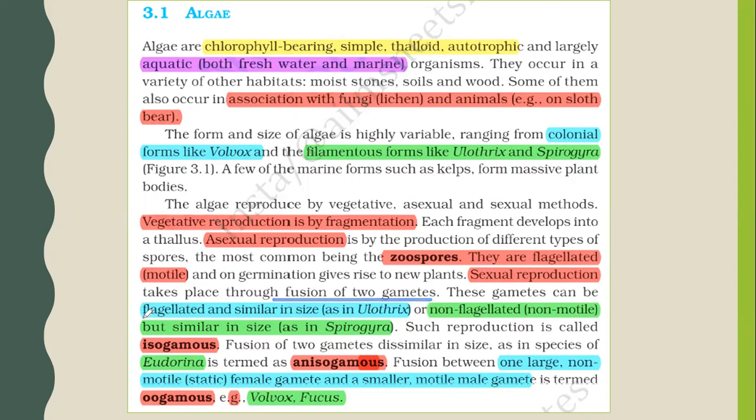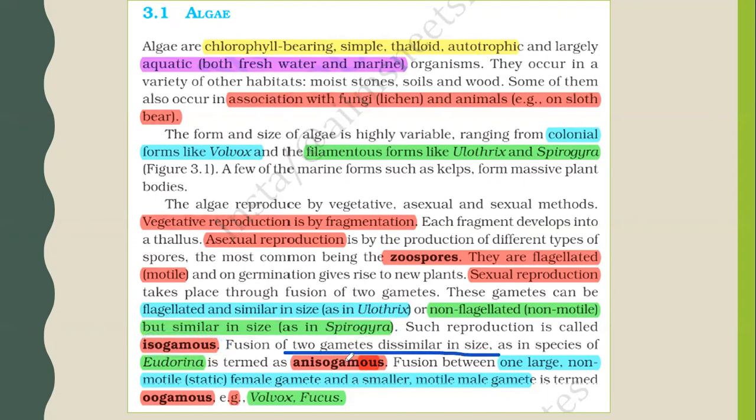Sexual reproduction takes place by the fusion of two gametes. These gametes can be flagellated and of similar size as in Ulothrix; in the older NCERT it is Chlamydomonas. Or non-flagellated, non-motile and similar sized as in Spirogyra. Such reproduction with similar sized gametes you will call the isogamous condition.